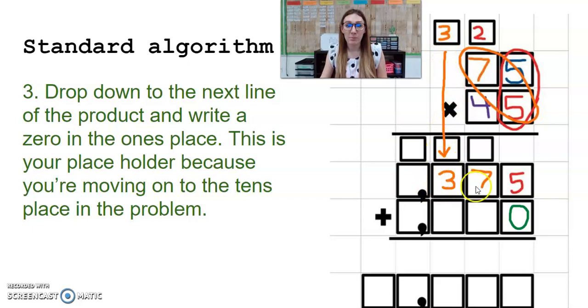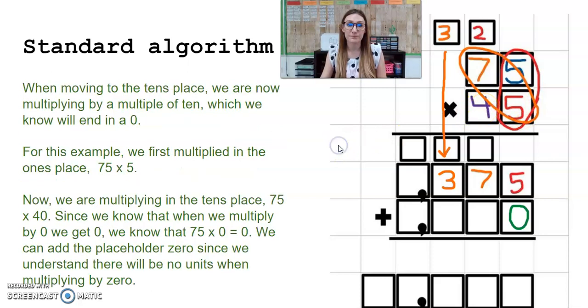So we're going to drop a 0. We're going to drop down to this next line. This is our second partial product. And I'm going to write a 0 in the ones place. This is your placeholder because you're moving on to the tens place in the problem. So I'm done with this 5 in the ones place. I'm now going to move on to the 4 in the tens place.